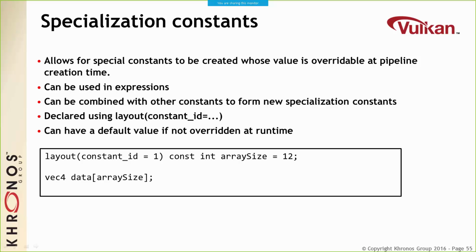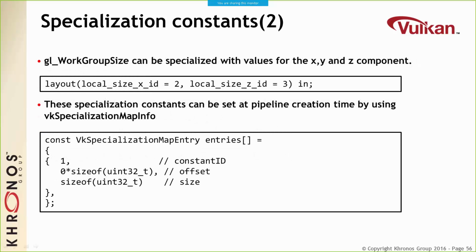They can have a default value. If you don't override them, they'll take the default value. However, you can optionally override them. Additionally, the GL workgroup size can be specialized with different values for the X, Y, and Z three-dimensional components of the workgroup size. It can be overridden with this special syntax to allow you to specify the local size in X and local size in Z. The local size in Y here will be constant. It won't be overridden by this specialization constant.